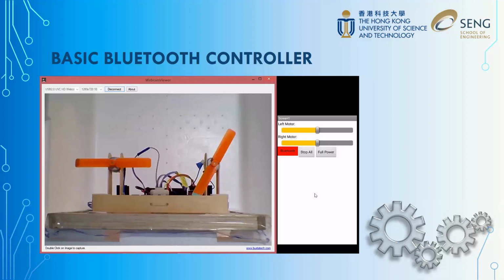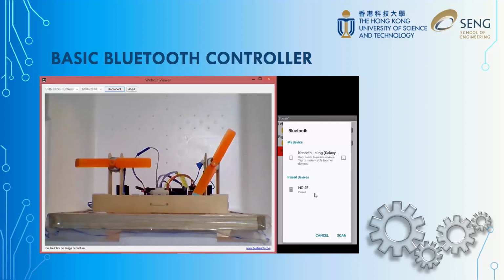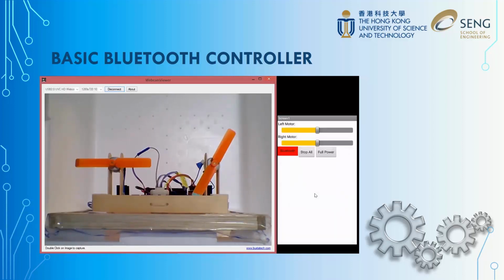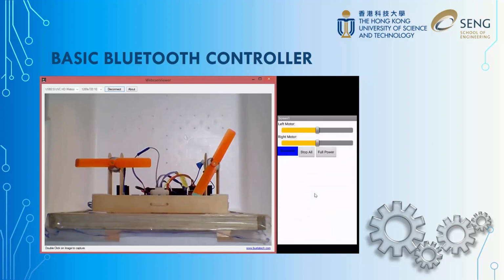Okay, now this is our hovercraft controller. Before we can use the controller, we have to pair the Android device with the hovercraft. Then once the pairing is done, we can use the list picker to pick the Bluetooth device that we want to use. If it's connected, then the list picker button will turn into blue color.